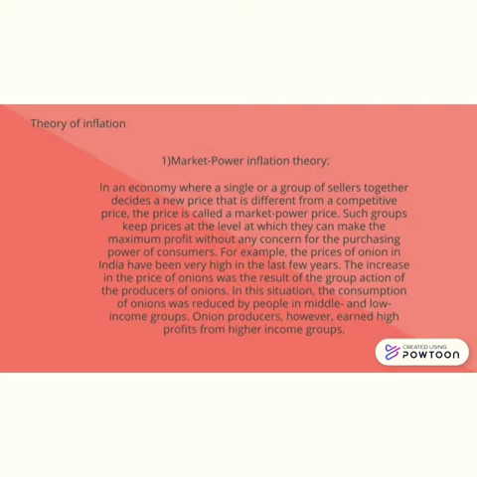For example, the price of onions in India has been very high in the last few years. The increase in the price of onions was the result of group action by the producers of onions. In this situation, the consumption of onions was reduced by people in the middle and low income groups. Onion producers, however, earn high profit from higher income groups.